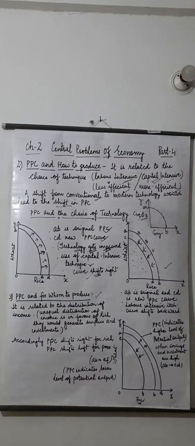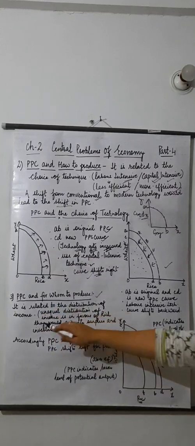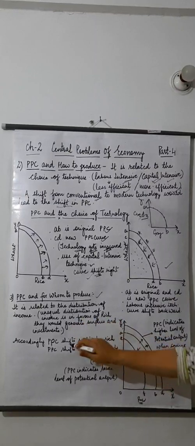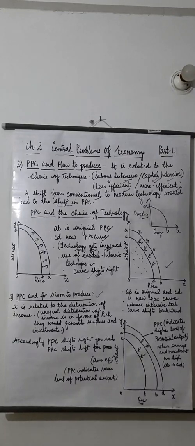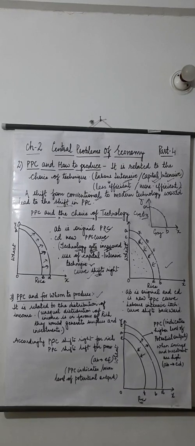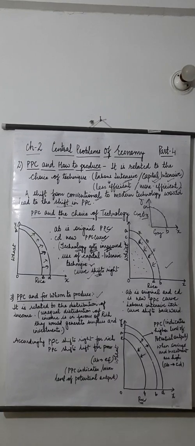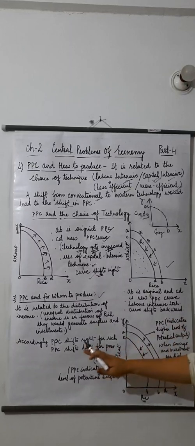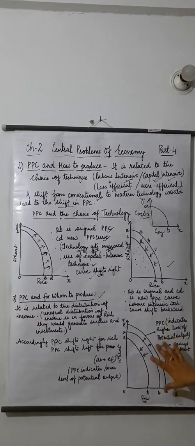So we can understand that it is related to the distribution of income, which is unequal, and the distribution of income is in favor of the rich. They would generate surplus and investments. So accordingly, if the curve is made, it is very much understandable that the rich are privileged and the poor are not. The poor are underprivileged. So the curve says that for the rich, the shift will turn towards right, and for the poor, the shift will turn towards left. So we will make a similar graph.